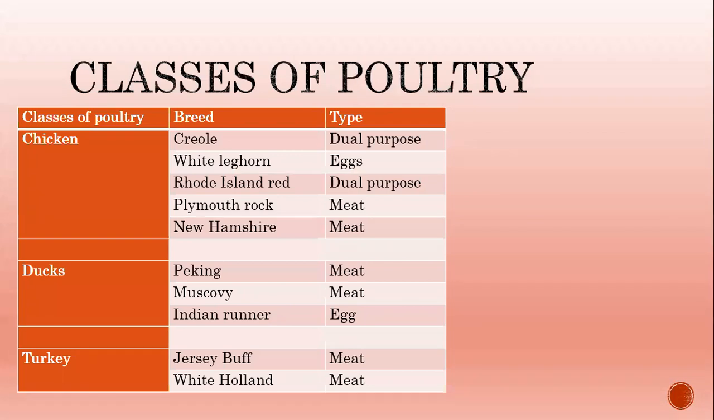So we're going to look at the different classes of poultry. This is a different type of classification that we're going to look at. So on the left side, we have classes of poultry. We have chicken, we have ducks, and we have turkey.